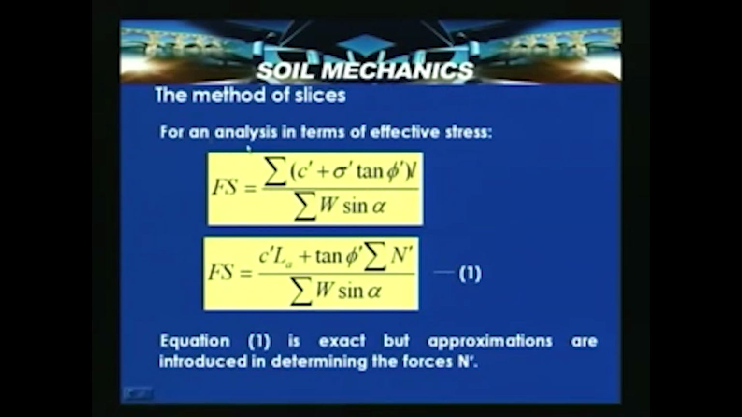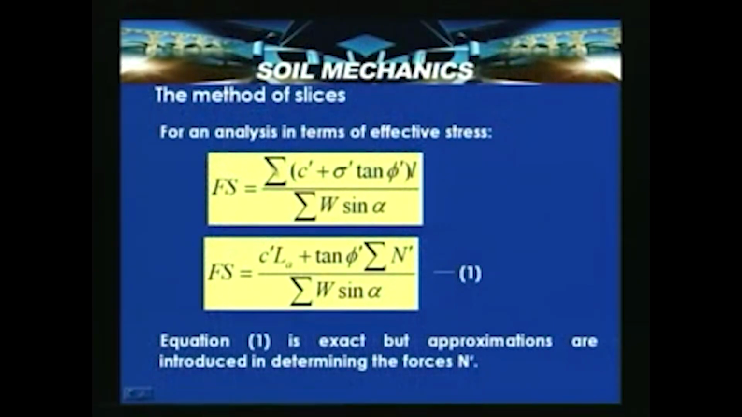Now, for an analysis in terms of effective stresses. That means under what conditions we need to consider total stress conditions and effective stresses, we will look into these details later. But for an analysis in terms of effective stresses, we can write factor of safety is equal to summation of (C dash plus sigma dash tan phi dash) into L divided by summation of W sin alpha.